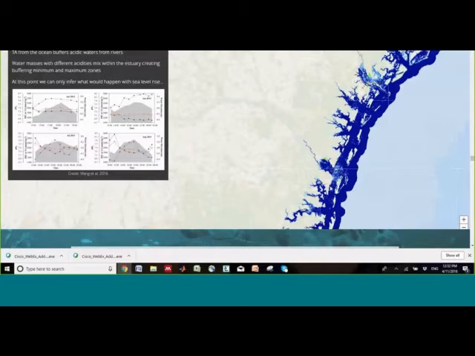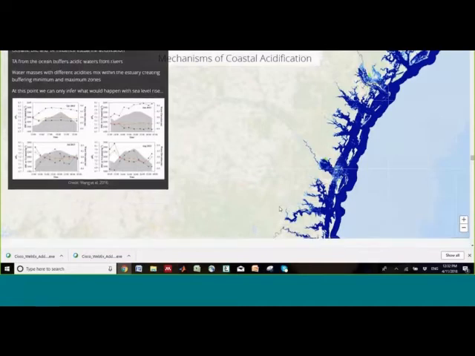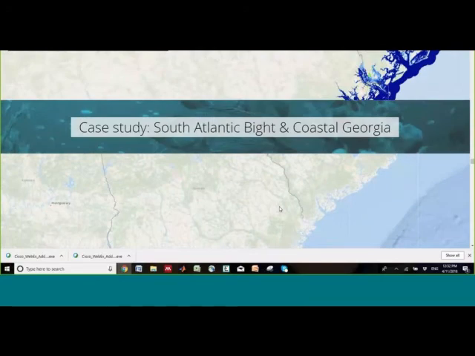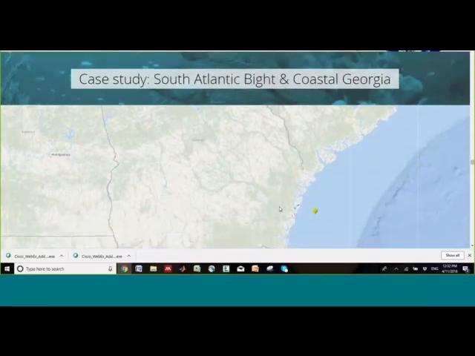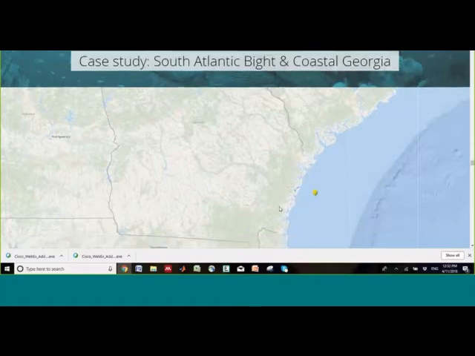Now, I will point out that in the Georgia marshes, we can't really say yet where that trend is going, because we haven't been able to analyze long-term data to look at interannual changes in pH. We are still on the tidal and seasonal level. So that is going to bring me into what we're calling a case study here, kind of an example using the South Atlantic Bight and Georgia marshes.